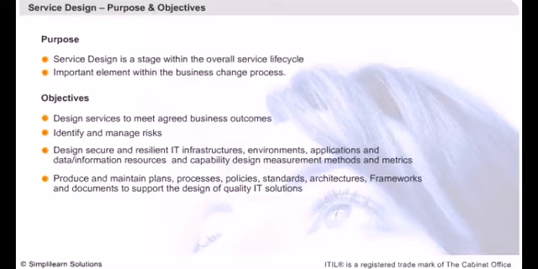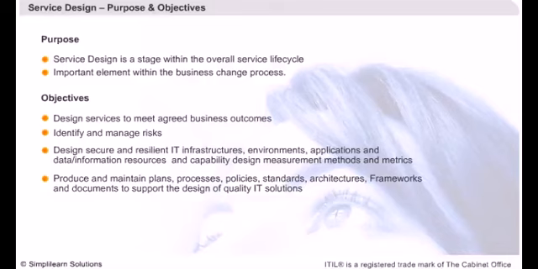The scope of service design is not limited to new services. It includes the changes and improvements necessary to increase or maintain value to customers over the lifecycle of services, the continuity of services, achievement of service levels, and conformance to standards and regulations. It guides organizations on how to develop design capabilities for service management. Purpose of SD is that service design is a stage within the overall service lifecycle as an important element within the business change process.